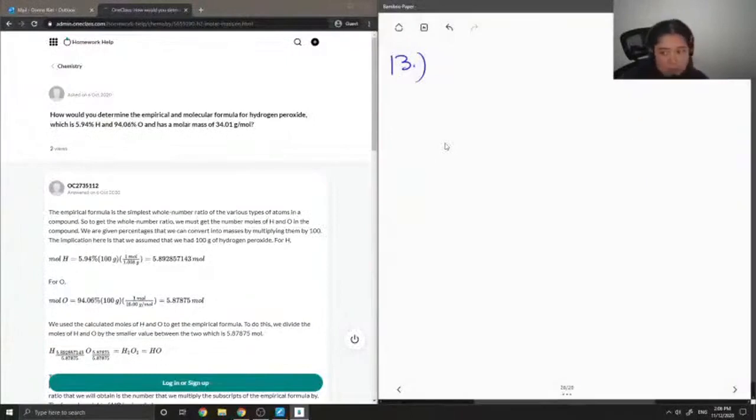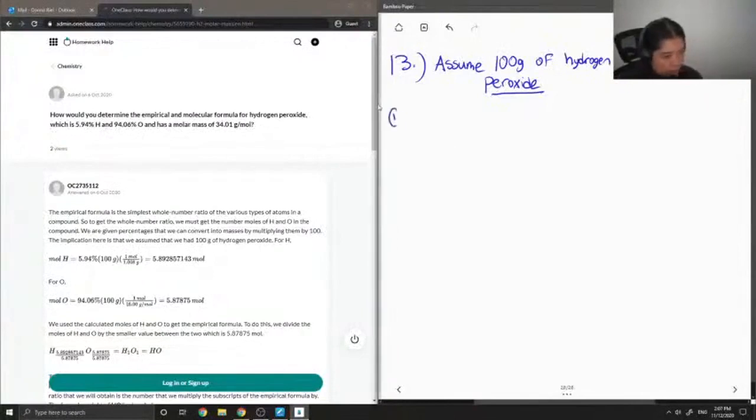But before I do any math, I'm first going to make the assumption that there is 100 grams of hydrogen peroxide. Okay, so this makes calculations much easier since they give us percentage values.